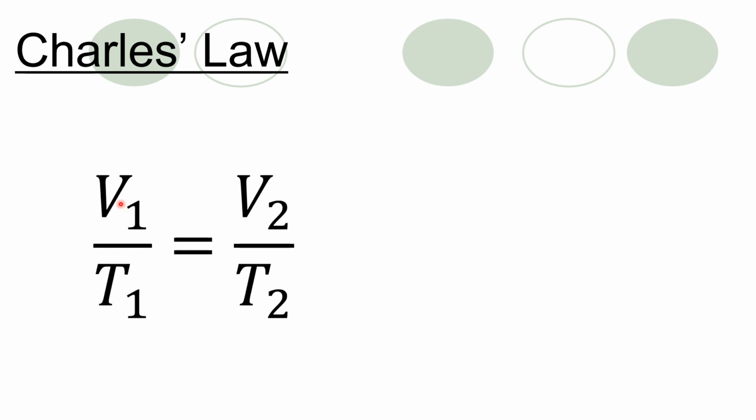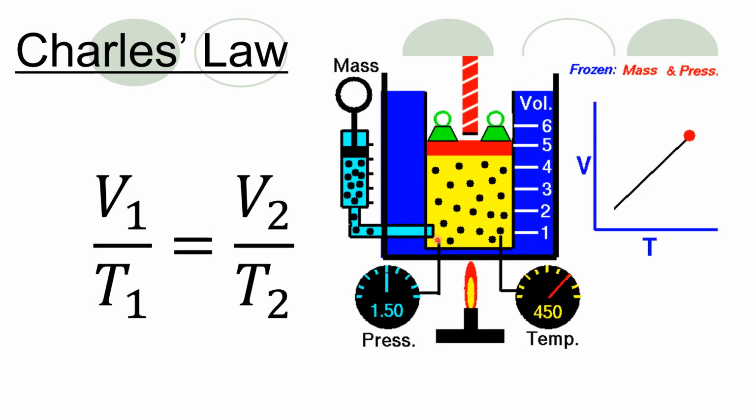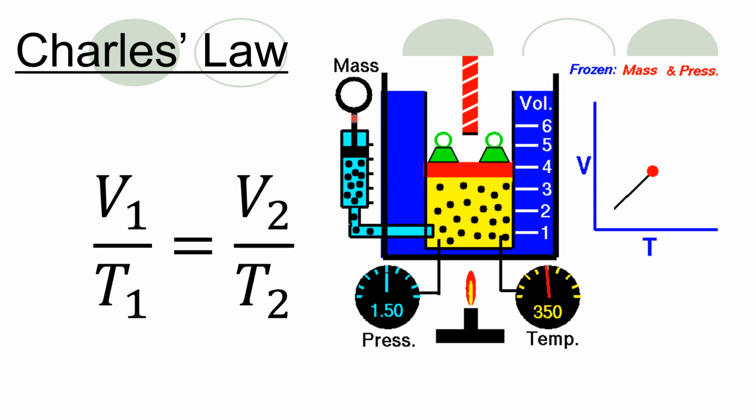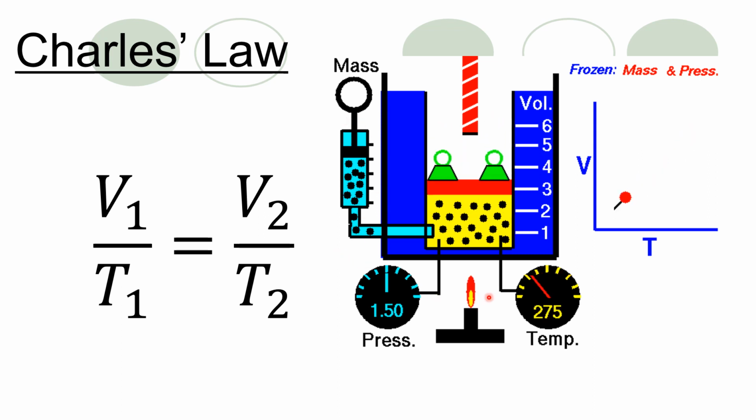The next relationship is Charles' law. Charles' law relates volume and temperature. So we have V1 over T1 is equal to V2 over T2. If we look at an animation here, we can see that the pressure remains constant and the mass, or the moles, also remains constant. So the only thing that's changing is temperature, and that's having an effect on our volume.